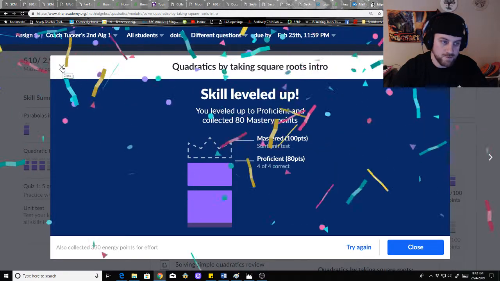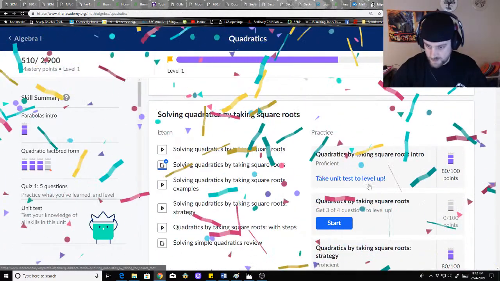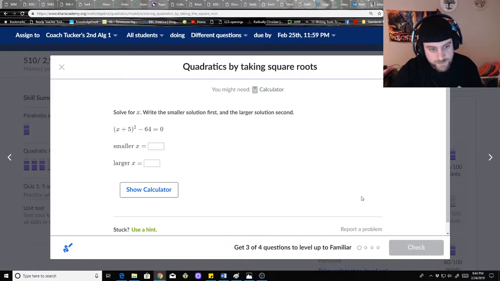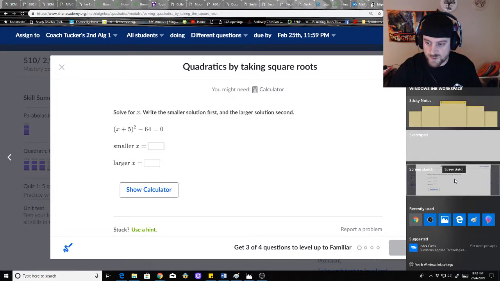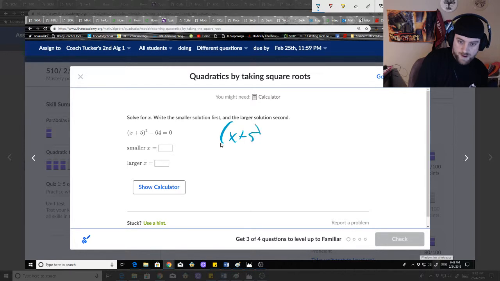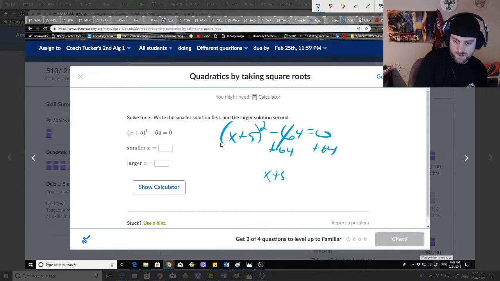Let's move on. Quadratics by taking square roots, a little bit harder. Here we go. Let's do this one. Same process as before, solve for x. Write the smaller solution first. So we have x plus 5 squared minus 64 equals 0. Add 64 to both sides. Those cancel, leaving x plus 5 squared equals 64.